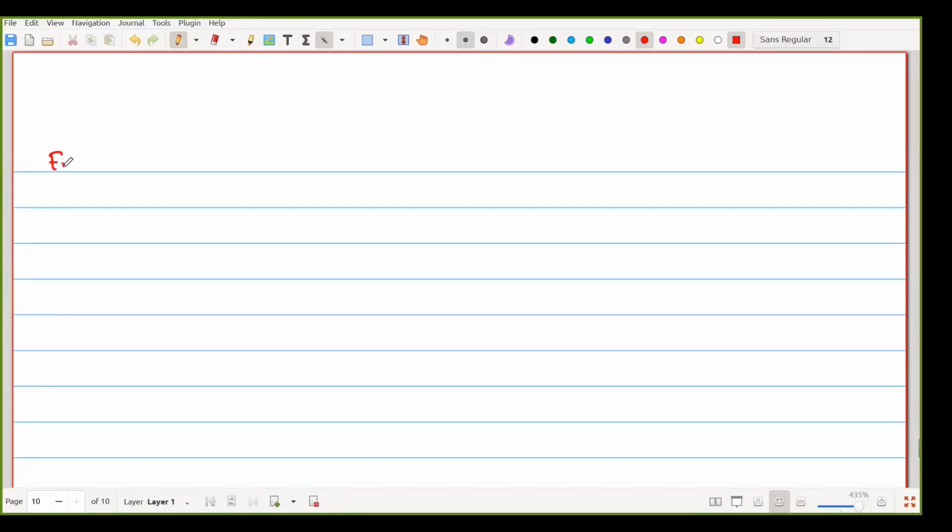Finding nth roots of a complex number. And for that, we have to know two more things.